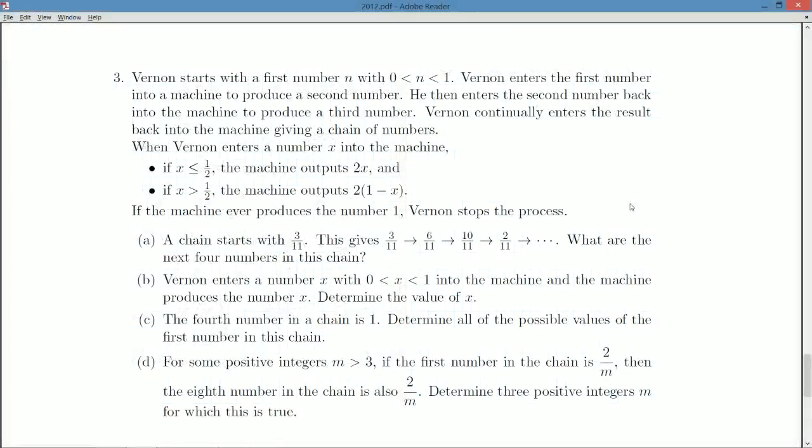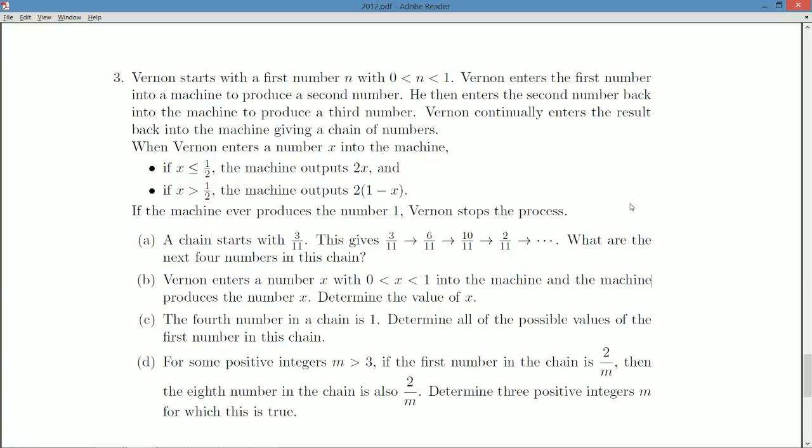All right. So we're moving along here quite nicely. Part C. The 4th number in a chain is 1. Determine all possible values of the first number in this chain. Okay. So we're looking for a chain, and it'll go something, something, something, 1.